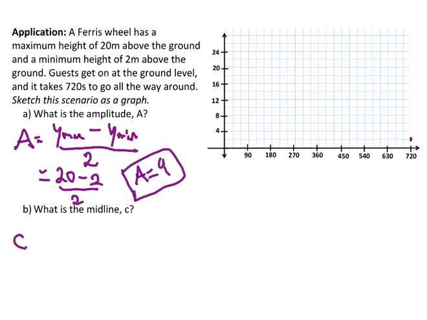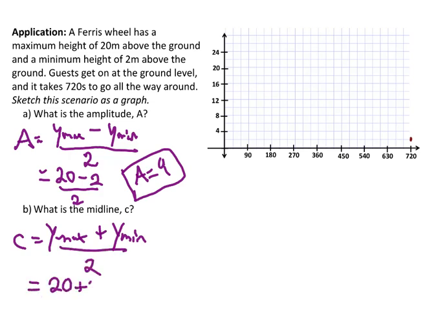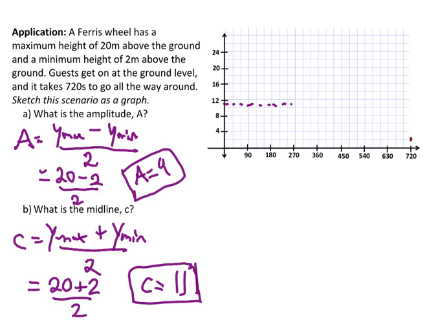The midline, the formula for midline is the average of the max and the min, so y max plus y min divided by 2. So that's going to be 20 plus 2 over 2, which is 22 over 2 is 11. So the midline is 11. That's going to be helpful for sketching it. So we're going to sketch a graph of this. We want to actually sketch on here the midline where it's at. So the midline is going to be right about here. Just makes it easier to draw our graph if I sketch that on.